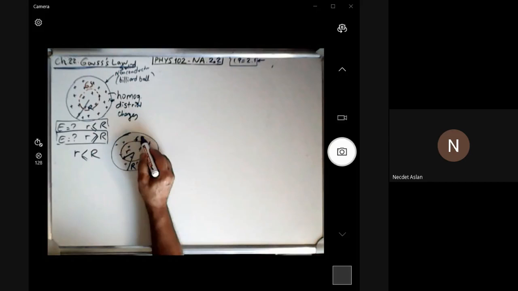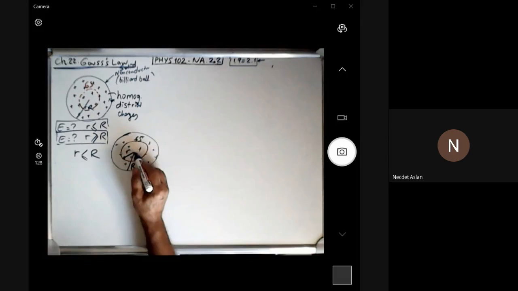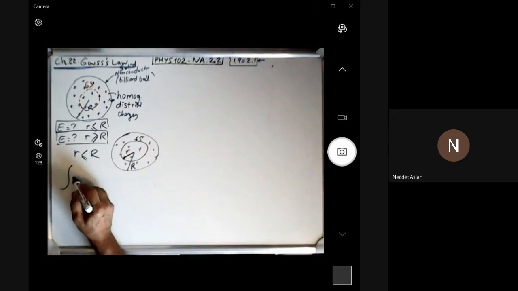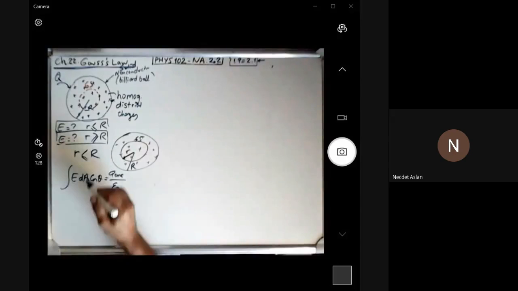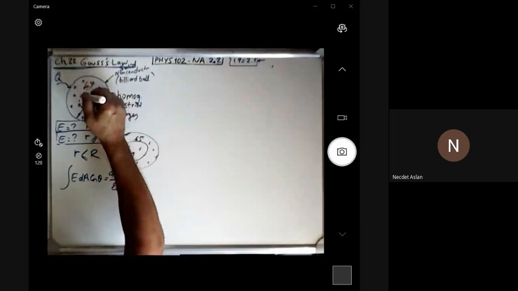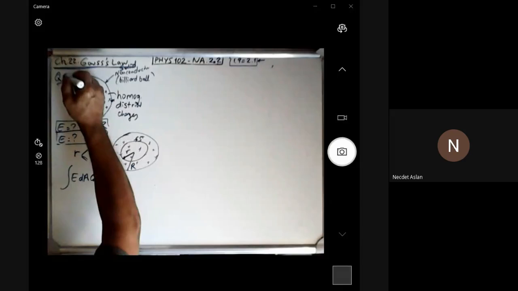Now, don't forget, this is the Gaussian surface, and if the radius is r, we are now solving this, right? E dA as Q. So if you just add all these charges, it gives you the total charge.